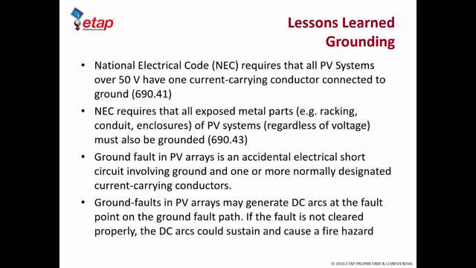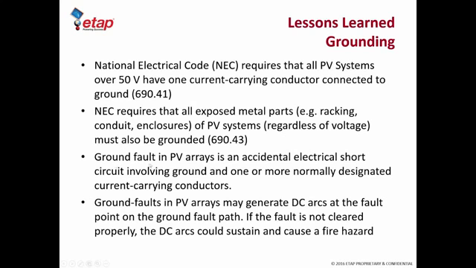NEC requires that all PV systems over 50 volts have at least one current carrying conductor connected to ground. That's from 690.41. And all exposed metal parts, conduits, enclosures, everything associated with the PV system, regardless of voltage, should also be grounded. That's 690.43.